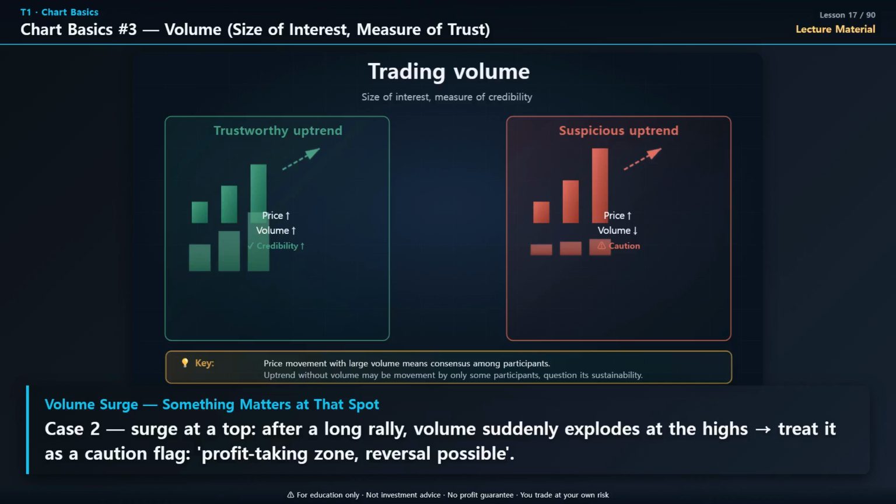Case 2. Surge at a top. After a long rally, volume suddenly explodes at the highs, and you should treat it as a caution flag. Profit-taking zone, reversal possible.